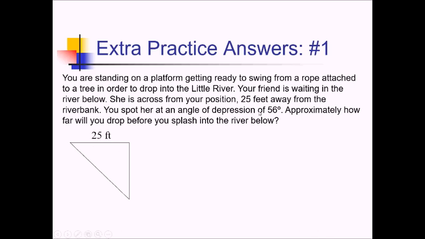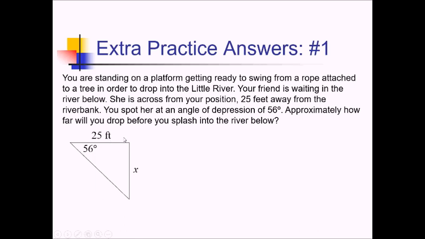And now the 56 degree angle of depression. Angle of depression is between the horizontal and the hypotenuse sides of our triangle. So there's 56 degrees in there. How far will we drop before we splash into the river? That's this vertical drop right here. And in order to figure that out, we need to look at what sides of the triangle they gave us. So we've got the side across from the angle, that's the opposite side. This 25 feet is the non-hypotenuse leg of the angle, so that's the adjacent side.